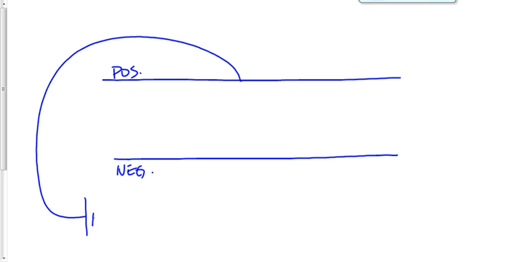We got two charged plates. One of them's positive, one of them's negative, although it doesn't really matter which one is which. That's caused by a battery here. Positive terminal of the battery, negative terminal of the battery, causing the top plate to be positive, bottom plate to be negative.